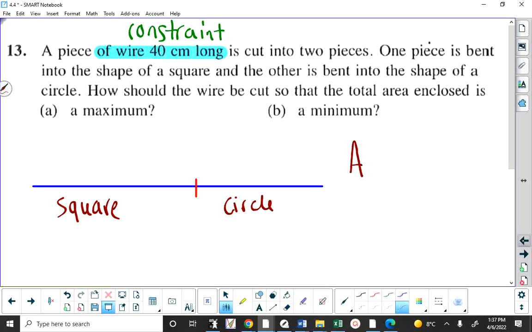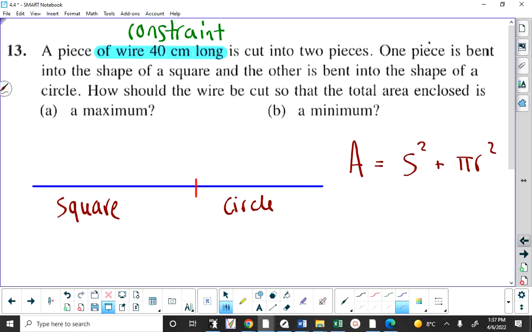So A equals s squared plus pi r squared. The area of a square can be calculated by taking the length of the side and squaring it. The area of a circle can be found by using pi r squared.